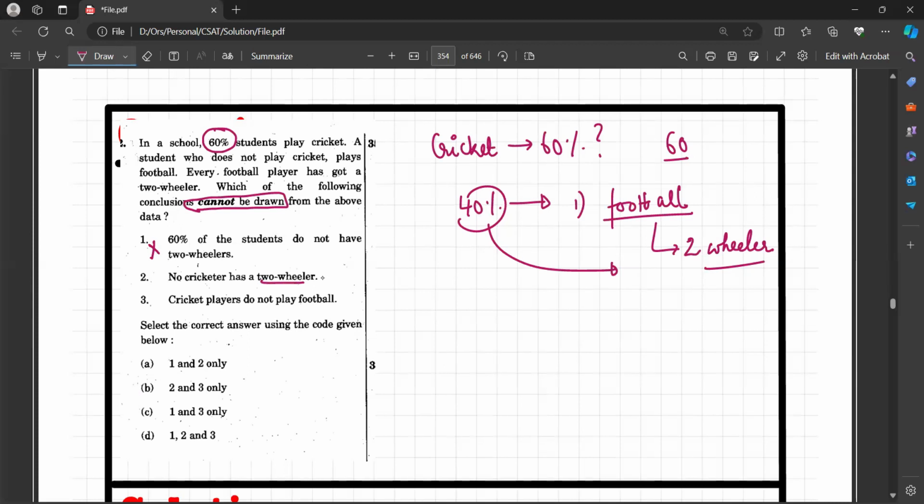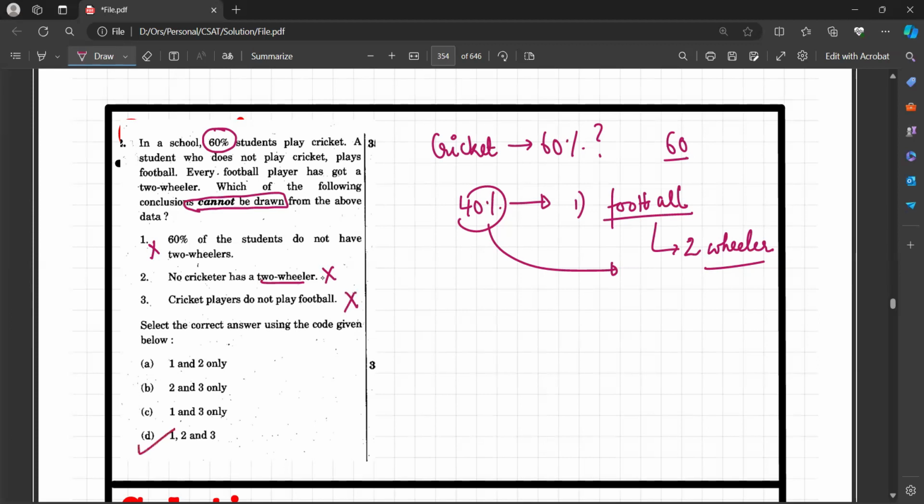No cricketer has a two-wheeler. Again, the same thing. How can we be very sure about it? This is also wrong. Cricket players do not play football. It has not been mentioned. It has only mentioned that this 40% who don't play cricket play football. But how can you be pretty sure that a cricketer doesn't play football? So you cannot be sure. So none of these options are correct.